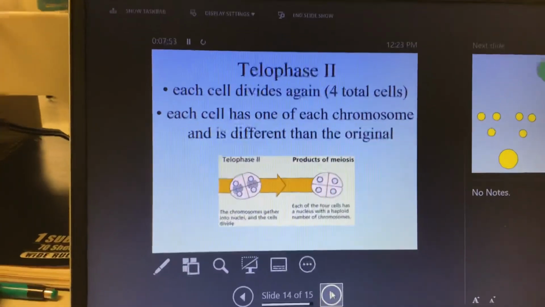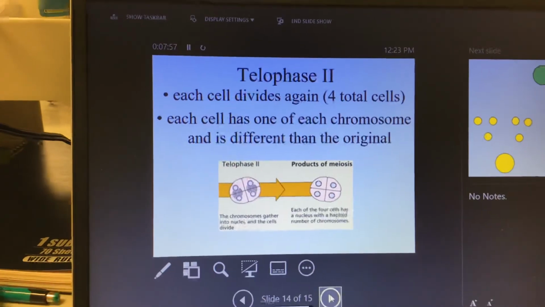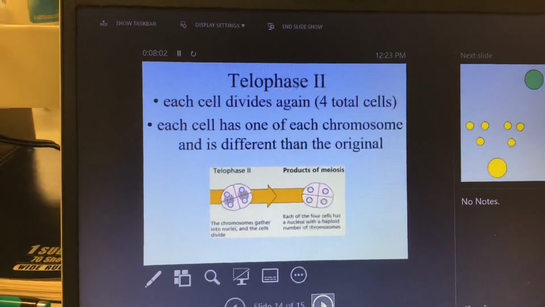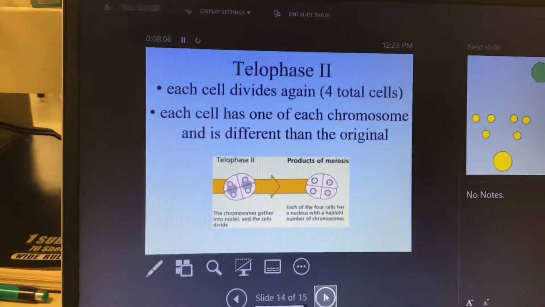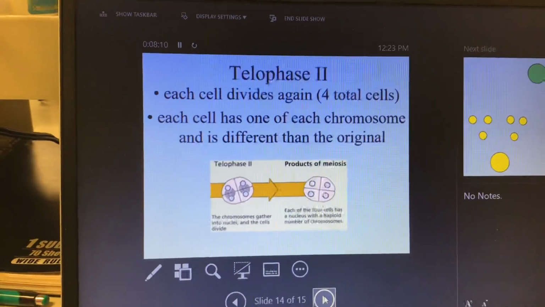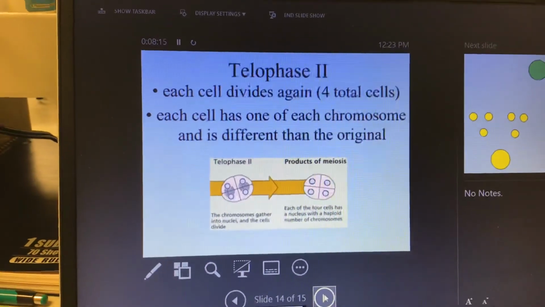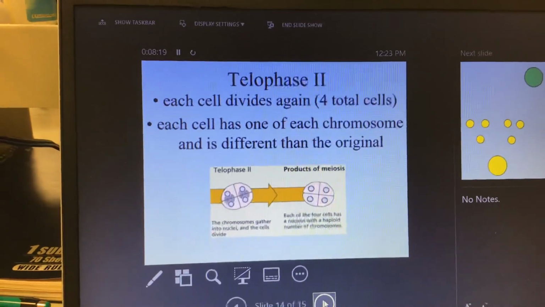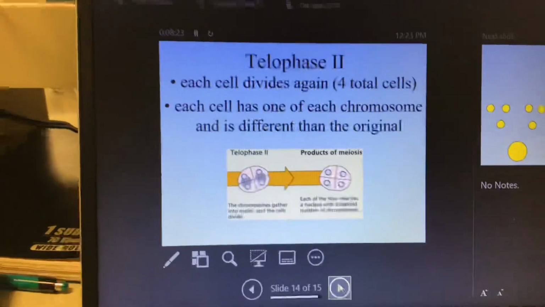So the first time, it doesn't copy itself, and it goes through the whole prophase 1, metaphase 1, anaphase 1, telophase 1. It just divides. Then it's going to copy itself and go through again. So they're going to be different, and you're going to have, instead of 1, you're going to have 4. And once again, the whole purpose of meiosis is to make sperm, to make eggs.